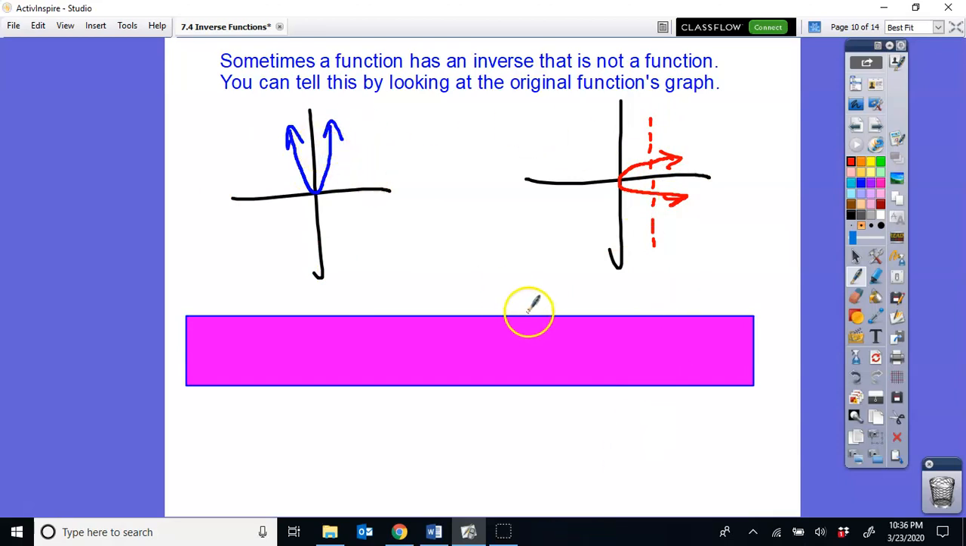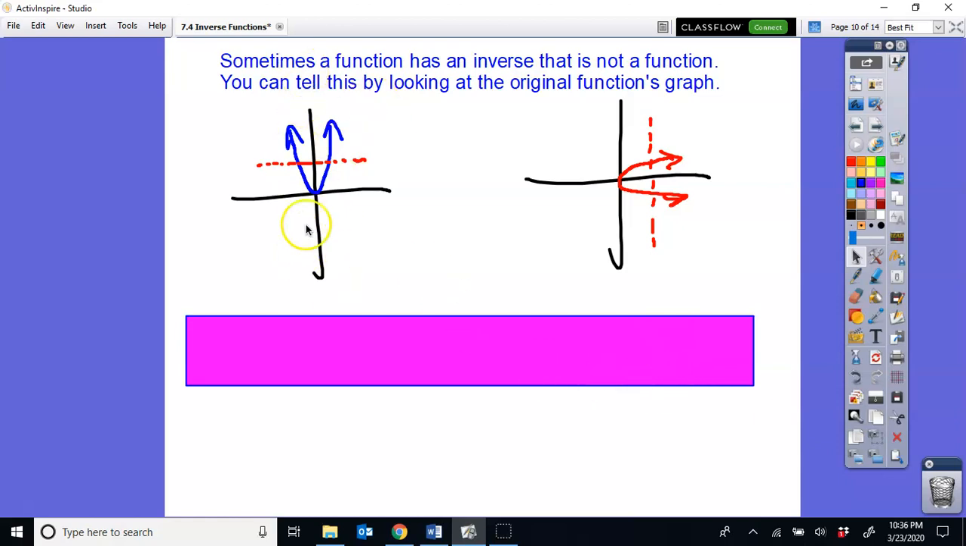Well, look at the original. How would you be able to tell by looking at the original that the inverse over here is not going to be a function? Notice what I said there. The original is a function. But how can I tell by looking at this original that the inverse over here is not going to be a function? I hope somebody said it. If you do a horizontal line on the original function, it will tell you if the inverse is a function. Notice what I said there. I'm going to say it again.